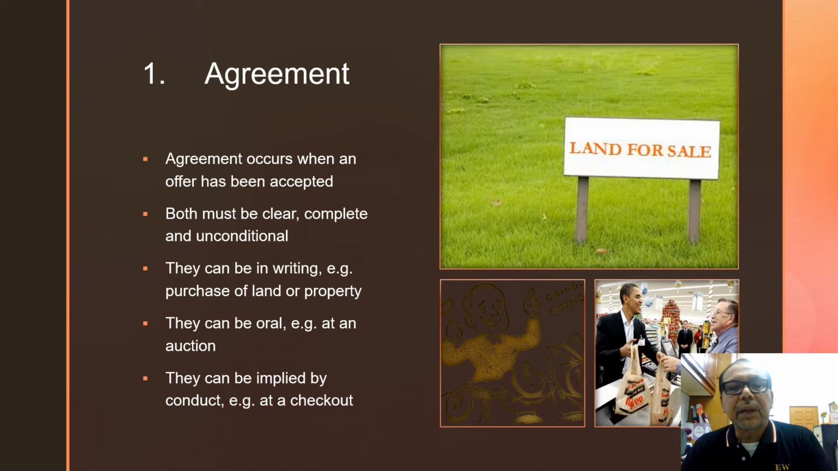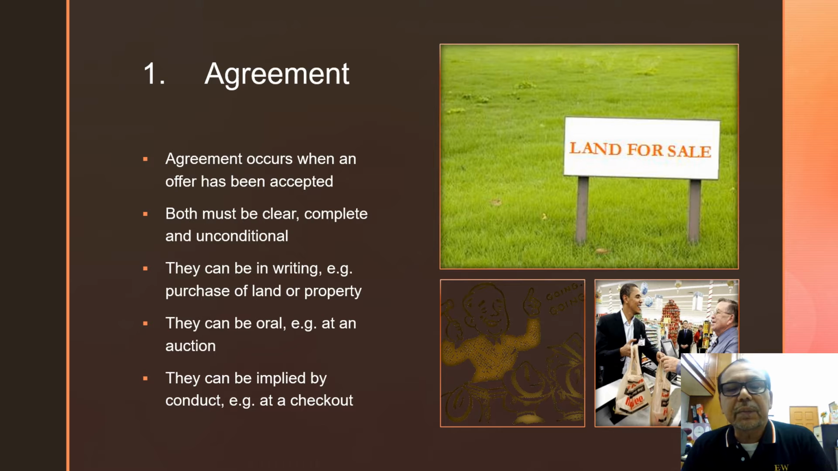Third, they can be in writing, as you see there, especially in the purchase of property. Then they can be oral. You can see the picture there, two persons having a drink at a cafe or pub or whatever. Each of them says, I want to sell my car. The other party says, I accept. Orally, both of them say offer and accept. The contract is also completed.